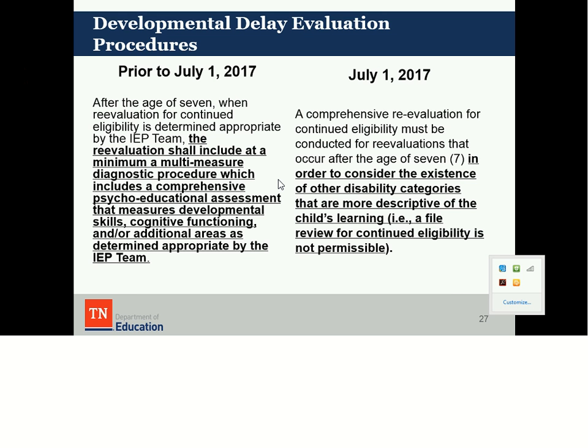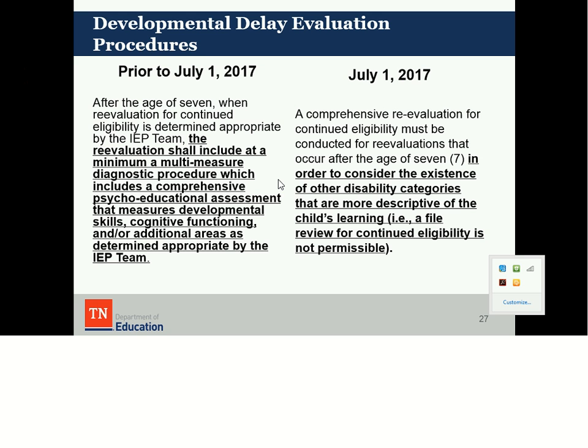When we're talking about re-evaluations, there was some significant language change. Previously, a re-evaluation included a comprehensive assessment, just like it still now will include that. The difference is that cognitive functioning was required as part of that assessment, and that you would decide on the areas that needed to be done based on the team's decision in regards to developmental delay.